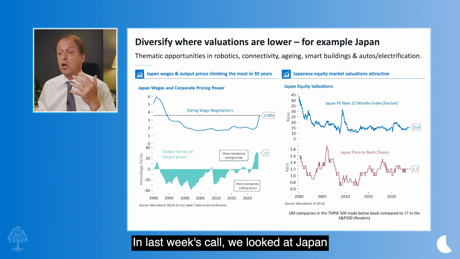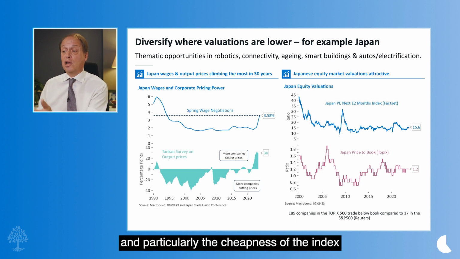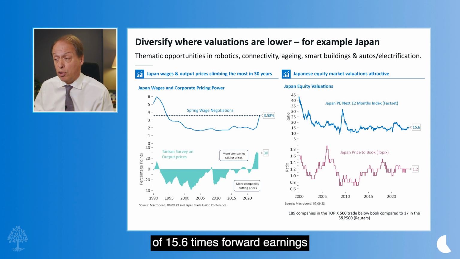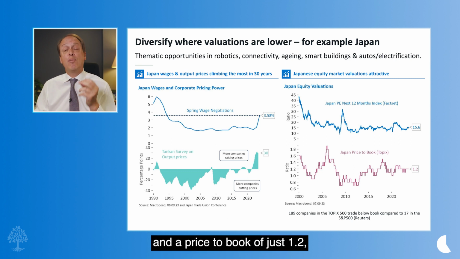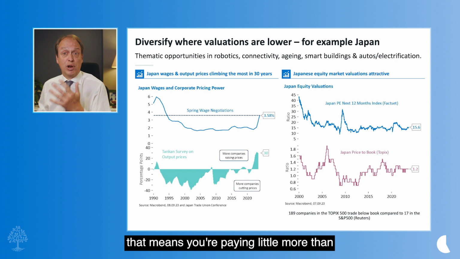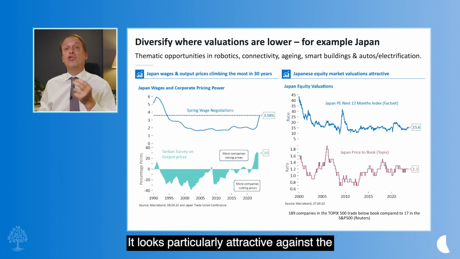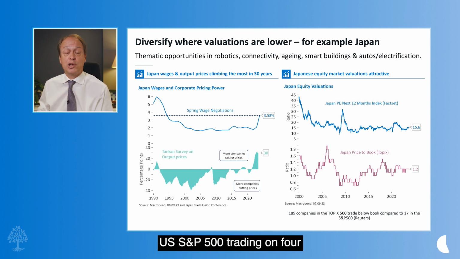In last week's call, we looked at Japan, and particularly the cheapness of the index of 15.6 times forward earnings and a price to book of just 1.2, that means you're paying little more than the net assets of the company. It looks particularly attractive against the US S&P 500, trading on 4 times book.